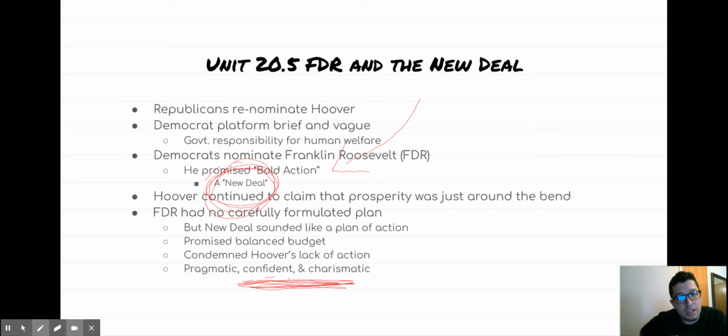He's confident that he can restore the system as a whole by installing a new government, a big government. That's what Democrats believe in. They believe in big government. Republicans believe in a smaller government. And he's super charismatic. FDR was a great speaker. People loved listening to him speak.